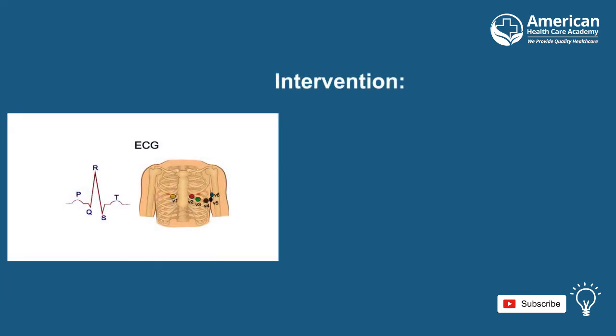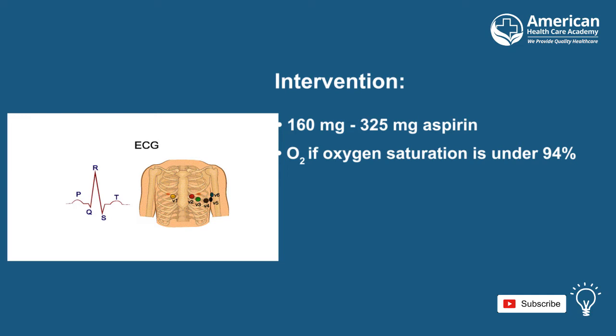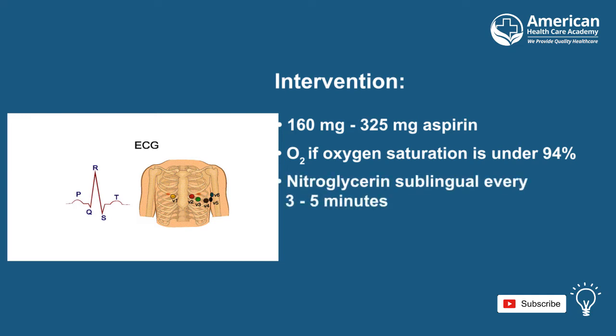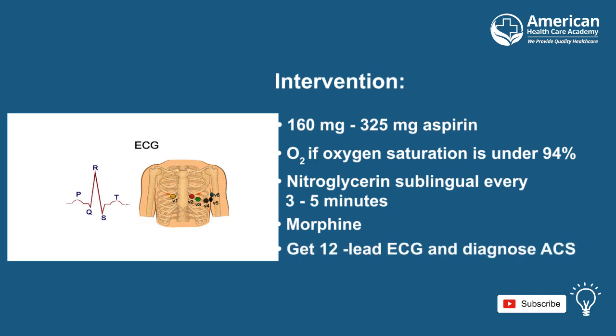Now, start with the interventions. Give aspirin from 160 milligrams to 325 milligrams to the patient. Administer oxygen if oxygen saturation is under 94%, and administer nitroglycerin sublingual every 3 to 5 minutes and morphine for the pain. Then conduct a 12-lead ECG and diagnose the ACS.